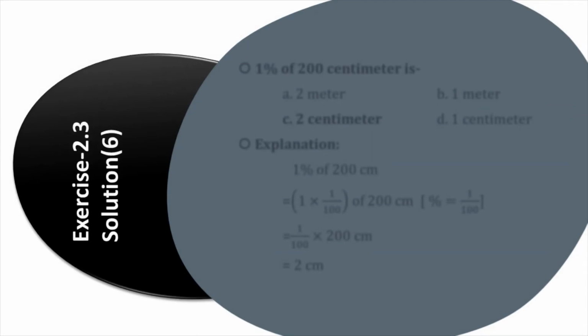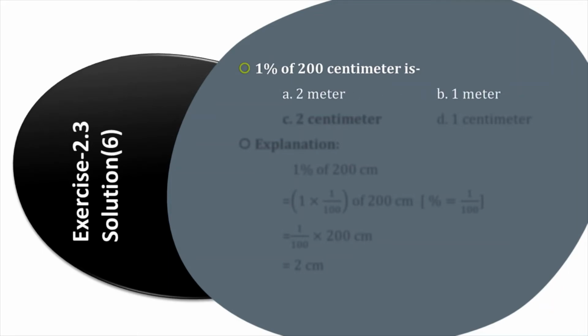That is solution number 6. 1% of 200 centimeter is, let us see the options: 2 meter, 1 meter, 2 centimeter, 1 centimeter. As you can see the marked part, my dear students, this is our desired answer. Let us see the explanation.